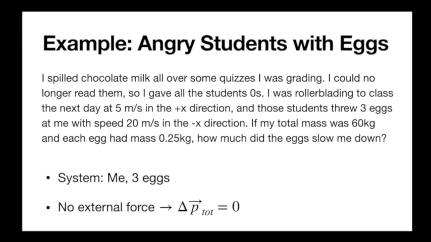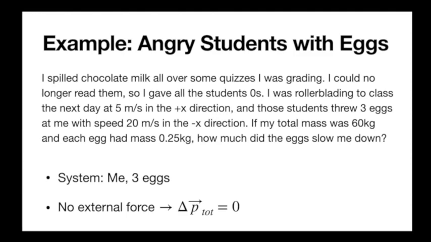All right, so I wrote this problem where I spilled chocolate milk all over a bunch of quizzes, and of course I have no choice but to give them a 0 because I can't read them anymore. And so, of course, I faced retaliation for that, as I should. So I'm rollerblading at 5 meters per second in the positive x direction, and a few students, the victims of my laziness with my chocolate milk, threw 3 eggs at me in the opposite direction.